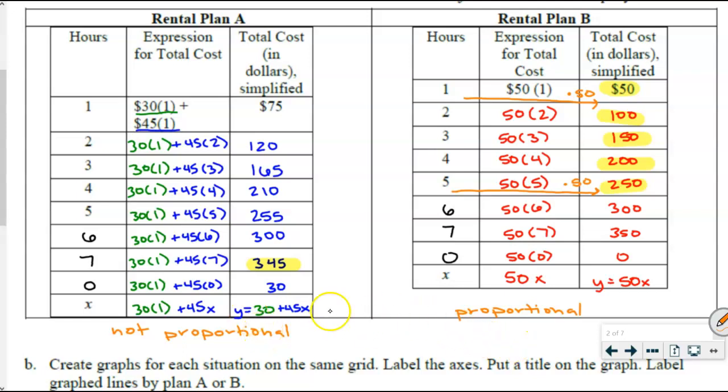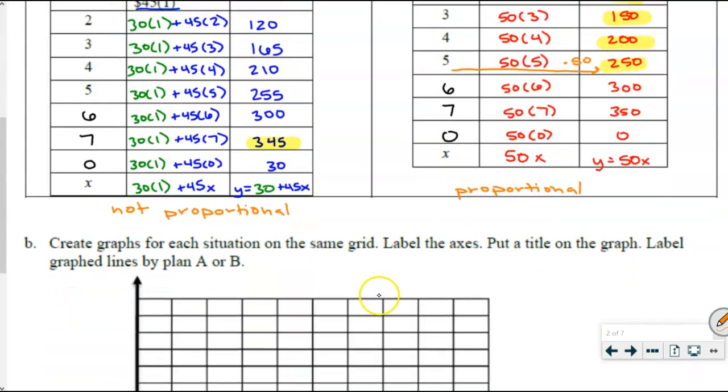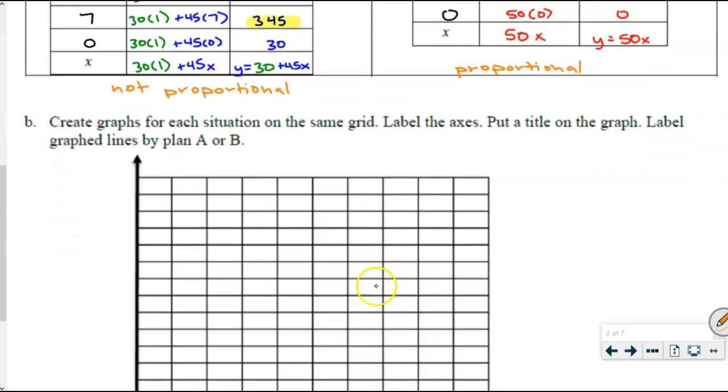Let's further confirm. We can kind of suspect what we think that these graphs are going to look like based on our previous lessons, but let's create graphs for each of these situations. Once again, I am going to color code, and because I have done this problem in years past, I'm going to give you some hints on a good scale that we should use.